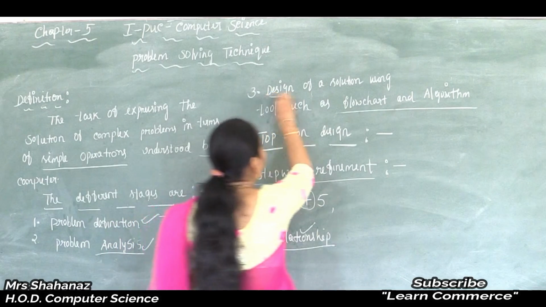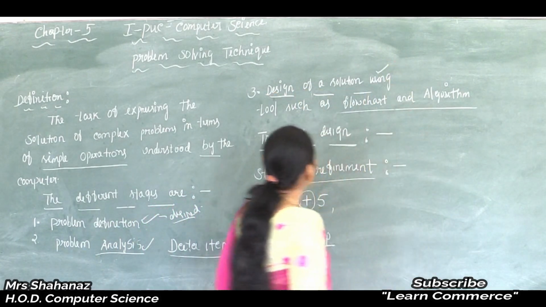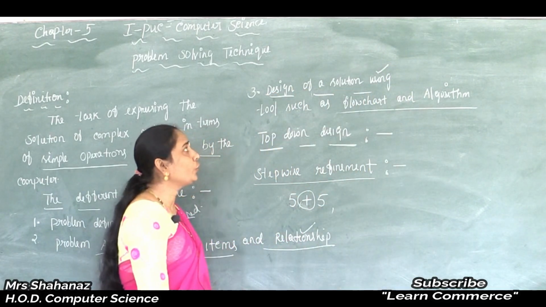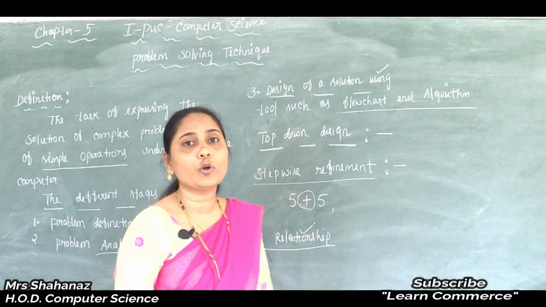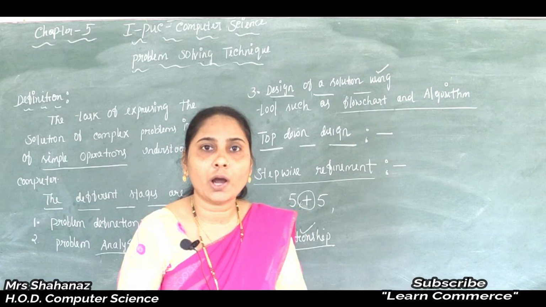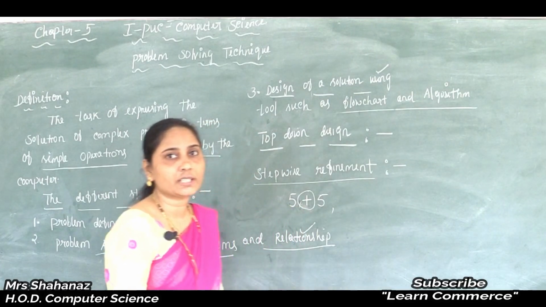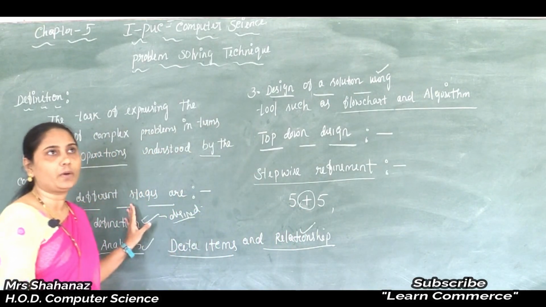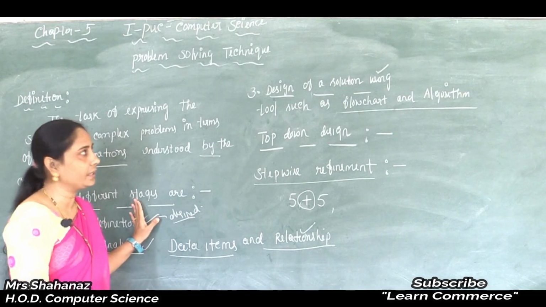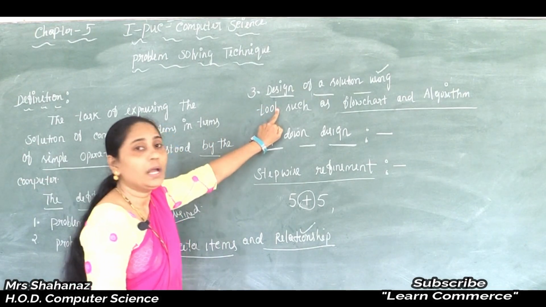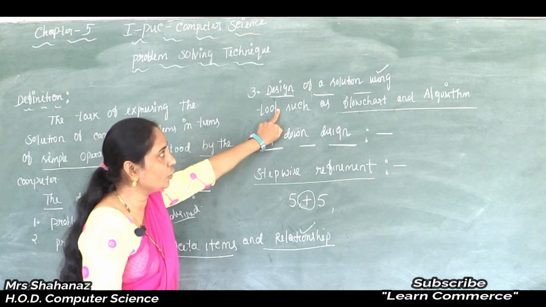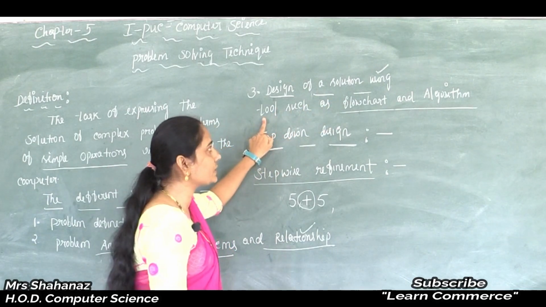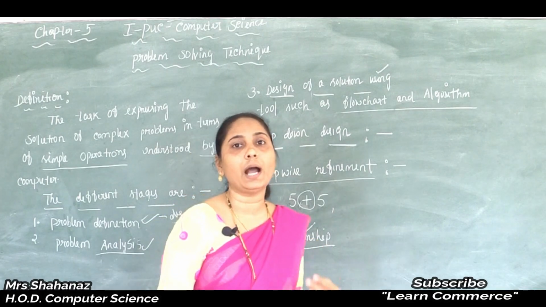Now after completing the problem analysis, comes the design of a solution by using tools such as the flowchart and the algorithm. The first two stages we have already completed from our problem solving technique here. Now I am at the third point. The third point is the design of a solution using tools such as flowchart and the algorithm.